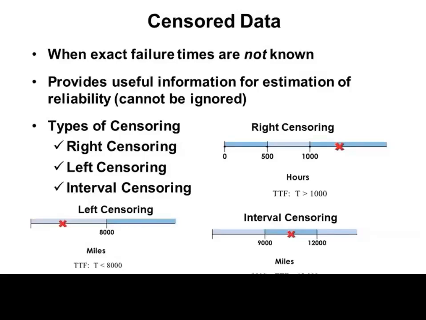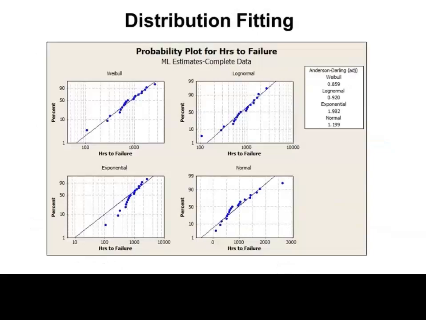Left censoring could happen if a failure has occurred, but you don't know when it occurred. You just know it occurred prior to some known time. So left censoring is actually a failure, it's just to the left of some known time. And then interval censoring, which I talked about, is a failure that has occurred between two known time points. And there are ways to account for these kinds of censoring in the calculations.